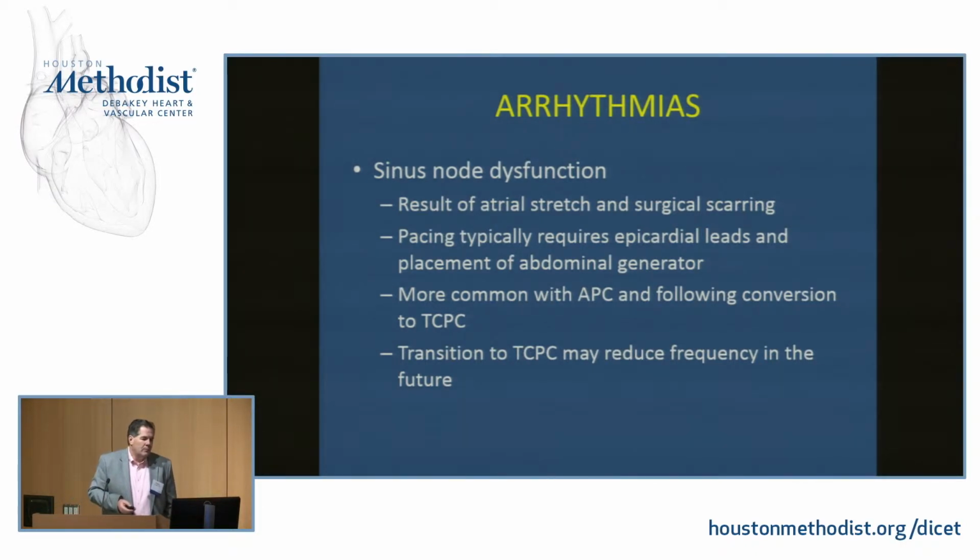It's probably more common in the atrial-pulmonary connection. The sinus node dysfunction is a result of atrial stretch and scarring. If you require pacing, it will usually need to be an epicardial system with an abdominal generator, and it's fairly common with the atrial pulmonary connection and with the total caval pulmonary connection. If there's conversion, then they often get a Maze procedure, and sinus node dysfunction is common after that, and pacing is often required.